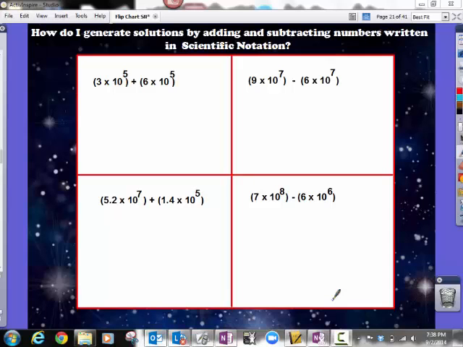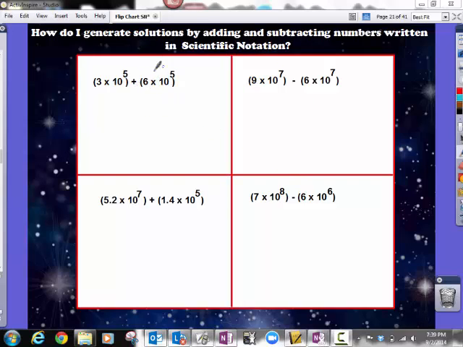All right, the essential question we're going to be dealing with in part two of scientific notation is how do I generate solutions by adding and subtracting numbers that are written in scientific notation. And so what I've done is we've created your organizer, just simply the 4 boxes, and you're going to see the 4 different things that we're going to do, these 2 adding and these 2 subtracting. But okay, let's look at the first one.